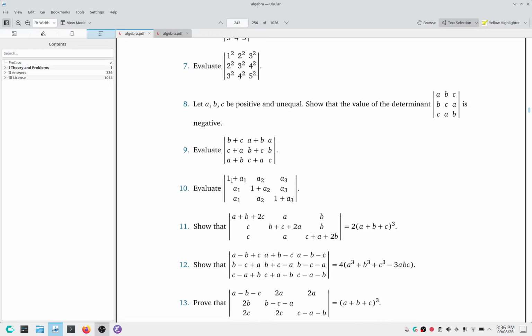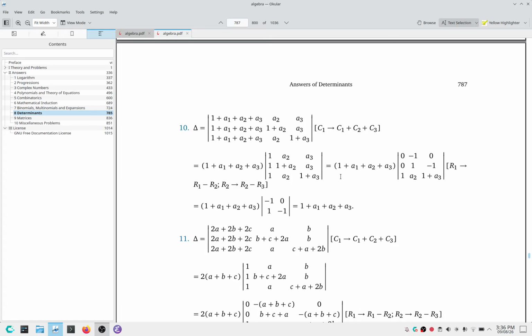Question 10 says evaluate the determinant with rows 1 plus a1, a2, a3; a1, 1 plus a2, a3; a1, a2, 1 plus a3. So again we do column 1 equals column 1 plus column 2 plus column 3. So our first column becomes 1 plus a1 plus a2 plus a3 throughout. Once we have that, we take that out, so we get the first column entirely of 1s here.